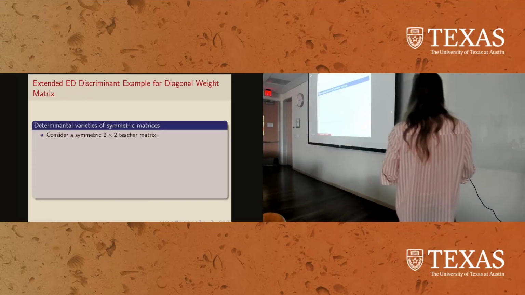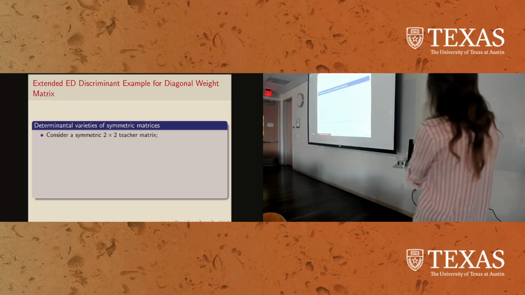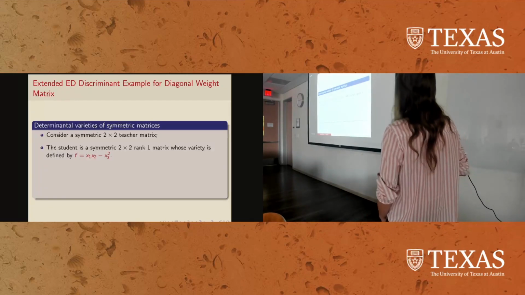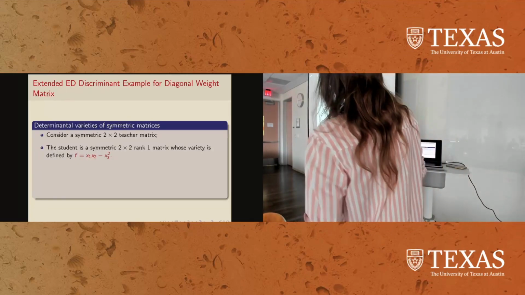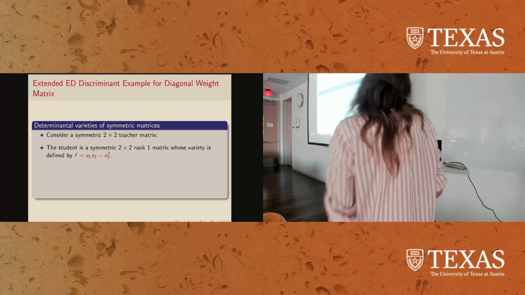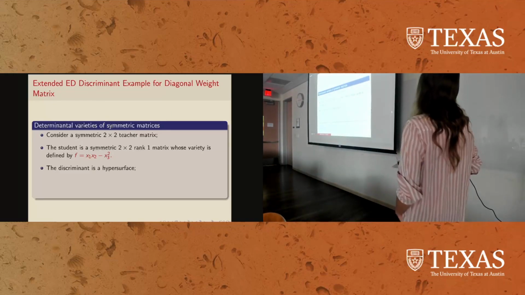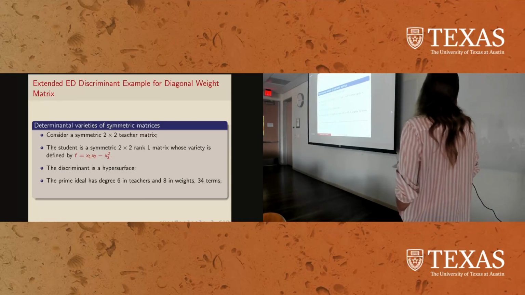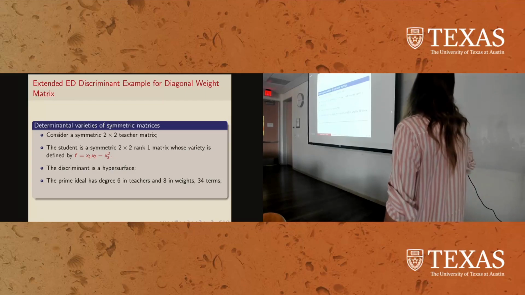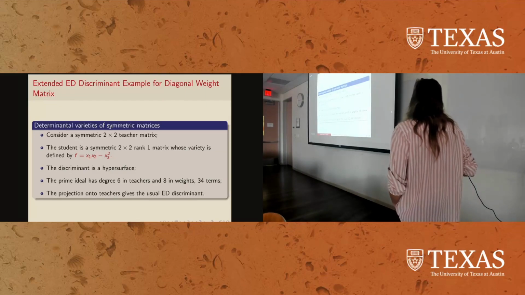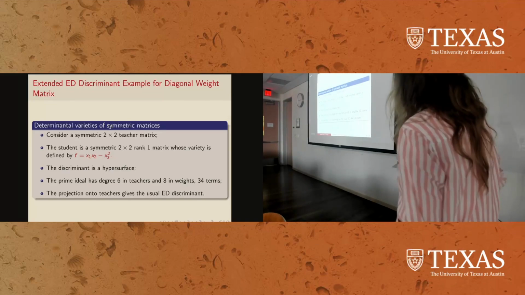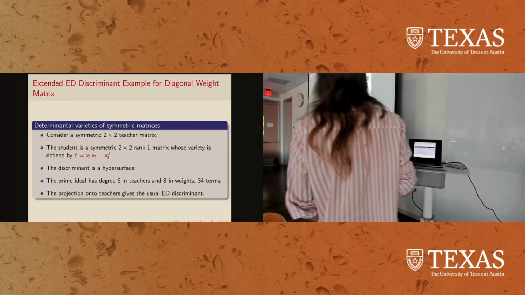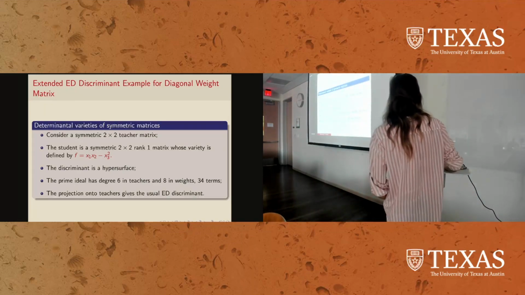So now I'm going to give you an example, a very simple one. Suppose we have a 2x2 symmetric teacher matrix and want to approximate it using a rank 1 matrix. This is an algebraic condition given by the vanishing of the determinant of this matrix. So the discriminant in this case is a hypersurface. The ideal has degree 6 in teachers and 8 in weights. It has 34 terms. And if you project onto teachers, you get the usual discriminant. But before us, I don't think anyone considered the degree in weights. I think our setup is kind of the first one of that sort.